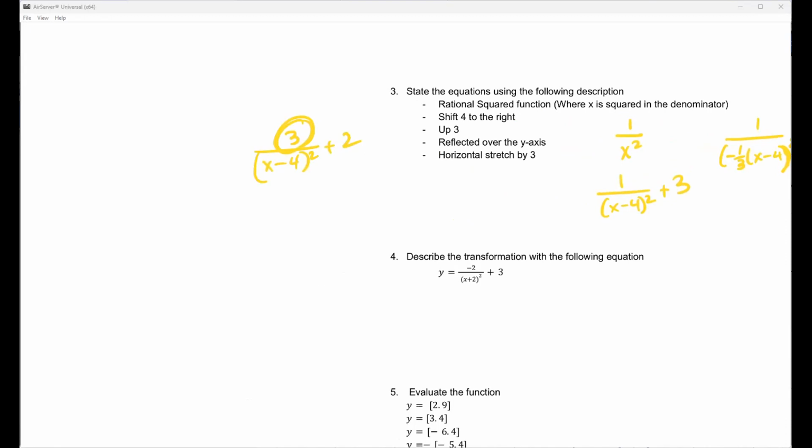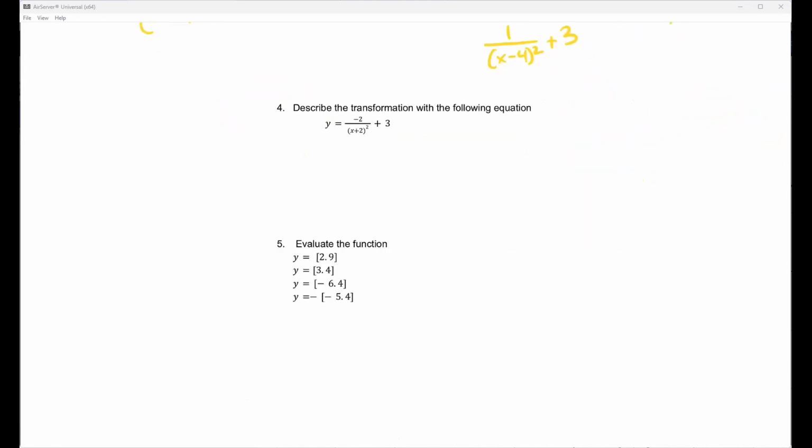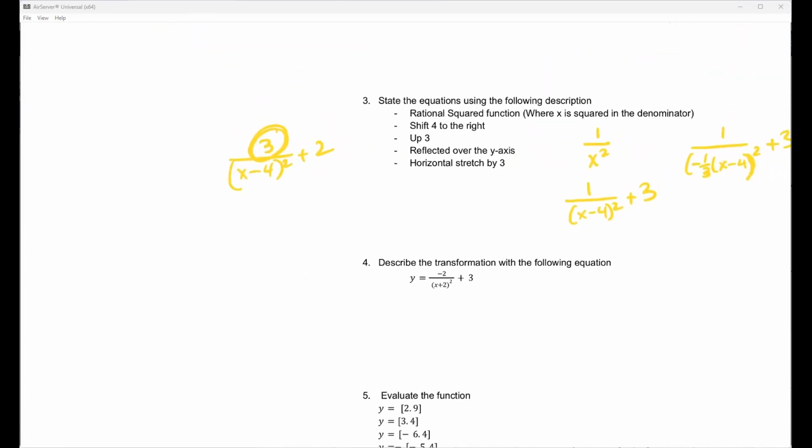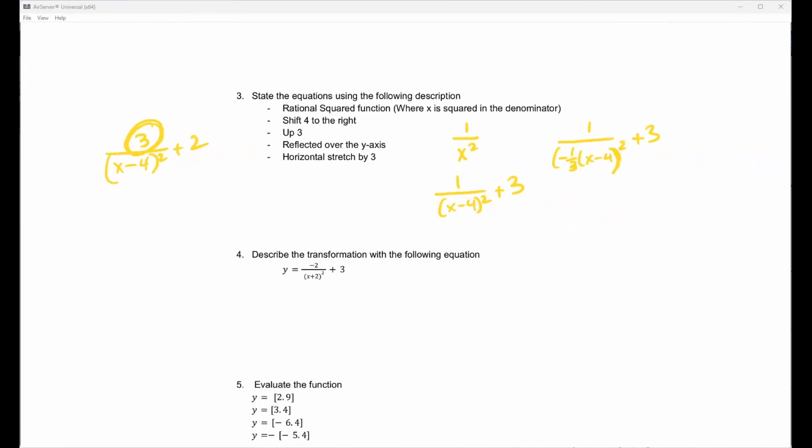All right, number 4. Oh, go ahead, sorry. This is the answer right here. You can see how slow it is. Yeah, it's lagging a little bit.